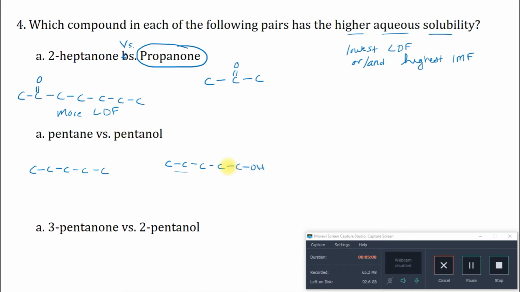The bottom line is you have the same amount of LDF for both of these, right? Relatively high, lots of carbons. But this OH on there is going to make the pentanol dissolve in water better. So we're going to pick that one.